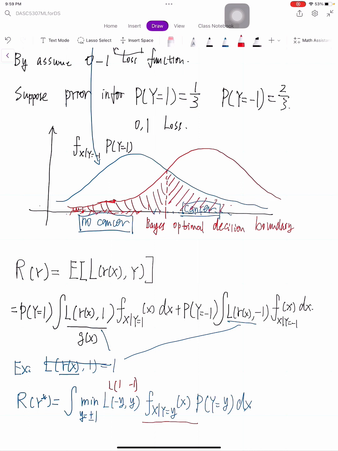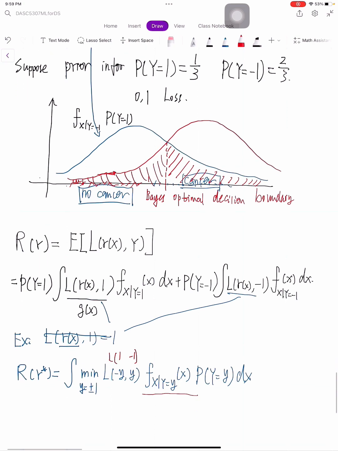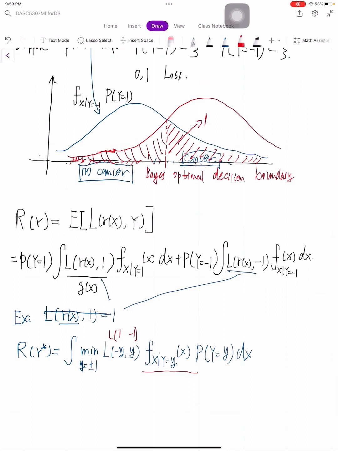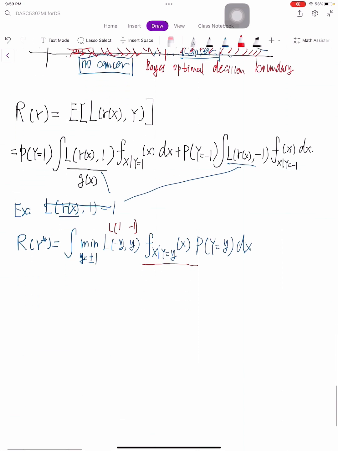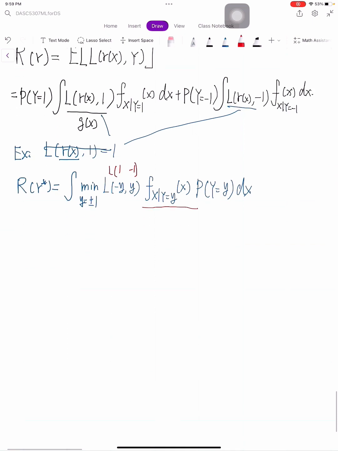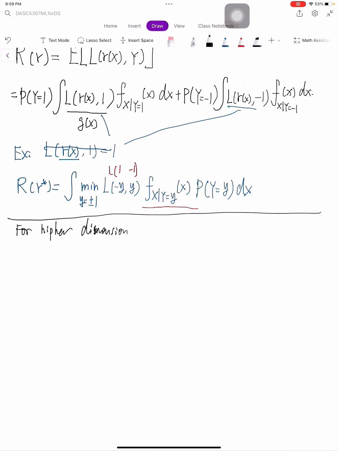So this is the integration. So actually the risk is just the area in the shaded area I labeled here. So this is the optimum risk for the Bayesian rule. Okay, so this is called the Bayesian classifier. You can think this is the simplest discriminant analysis.